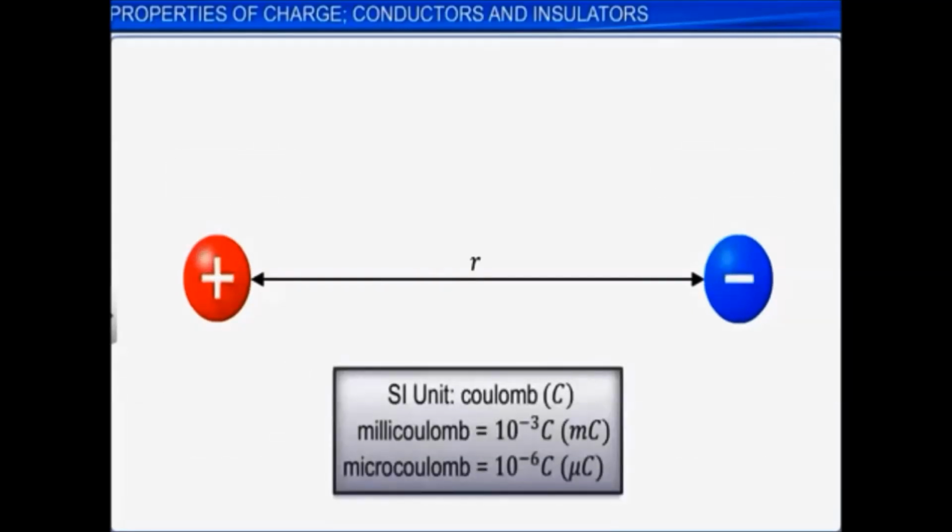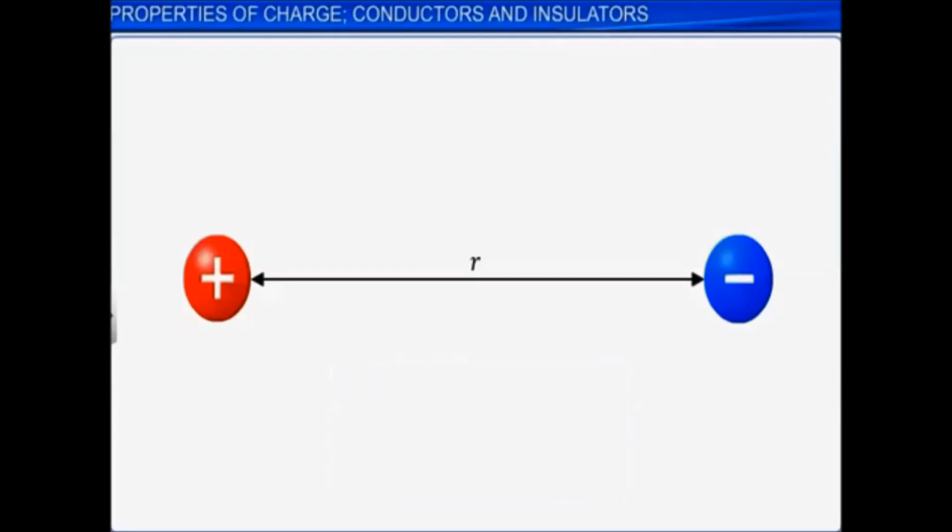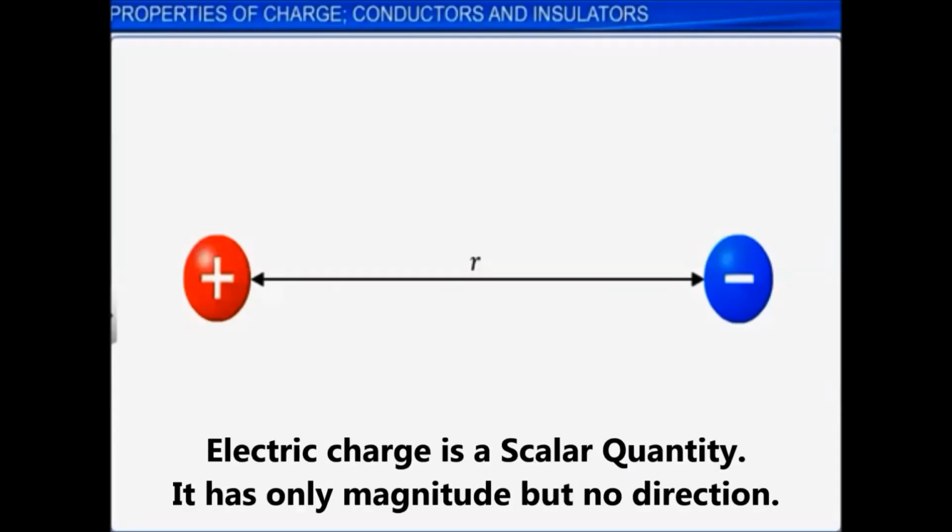SI unit of electric charge is coulomb. However, smaller units like millicoulomb and microcoulomb are also used in electrostatics. Electric charge is a scalar quantity, which means it has only magnitude but no direction.